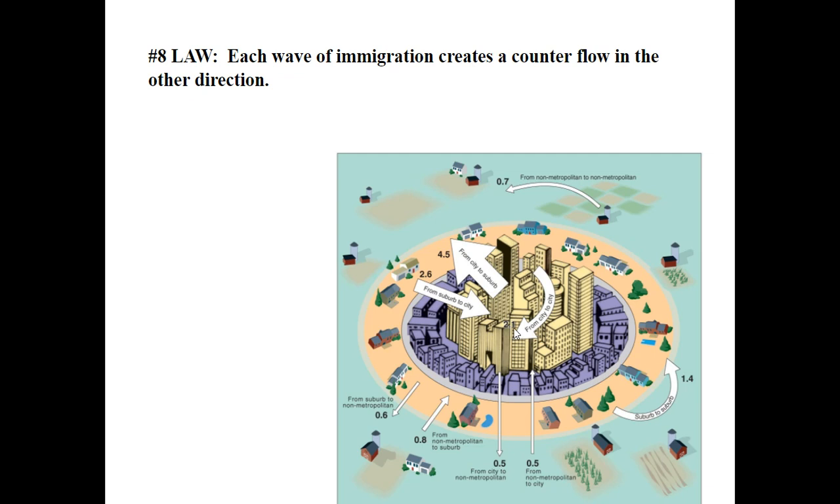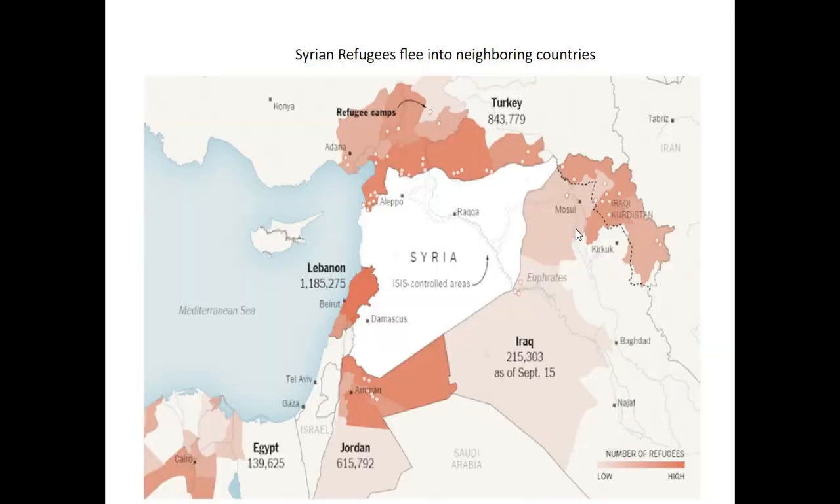And so Ravenstein saw this hold true, that as people come in, other people go out, and there seems to be a move towards living out in the suburbs where you can have a bigger house and more land.